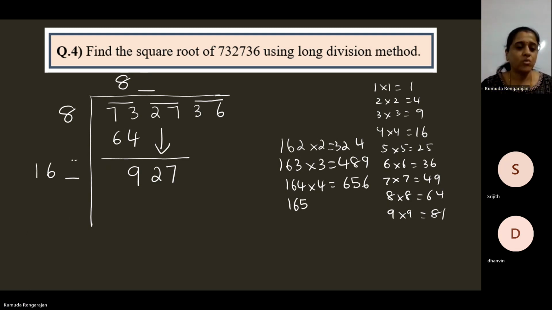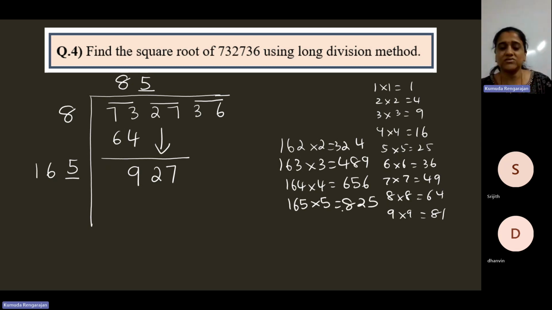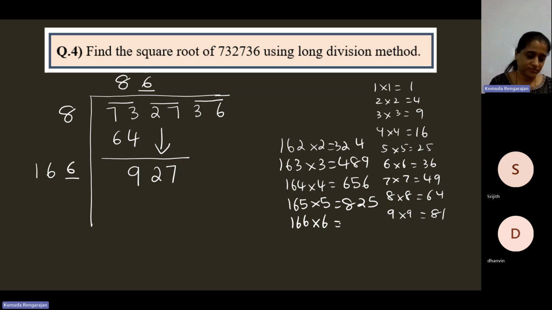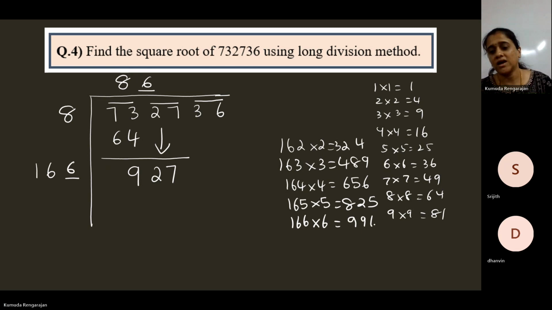165 into 5. How much? 825. Correct. We'll just try one more. 166 into 6. 996. Correct. 996 is beyond 927, so we have to stop.